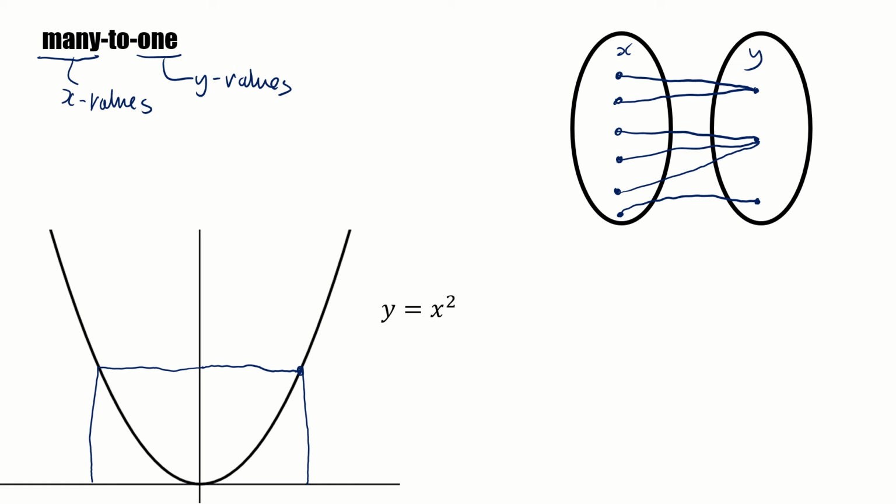Okay, on to the next category, and you can probably start to see that we're replacing the word one with the word many to create new mappings, and we can do the same, but just putting the word many in a different place. So we have one-to-many as another type of mapping. So this time we're saying one x value is going to many y values.